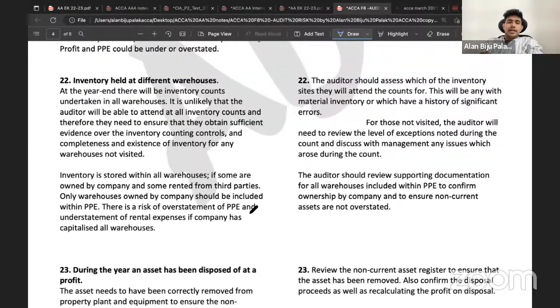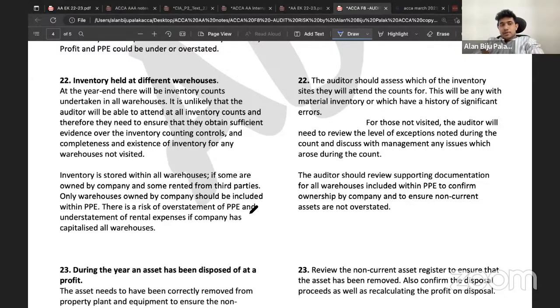Any inventory, company multiple warehouse. What happens when the company's inventory is held in multiple warehouses? And yes, the company will be having multiple inventory counts taking place at the year end, and the auditor will not be able to attend the count at all warehouses. Thereby, the auditor will not be able to obtain evidence regarding the completeness and existence of the inventory.